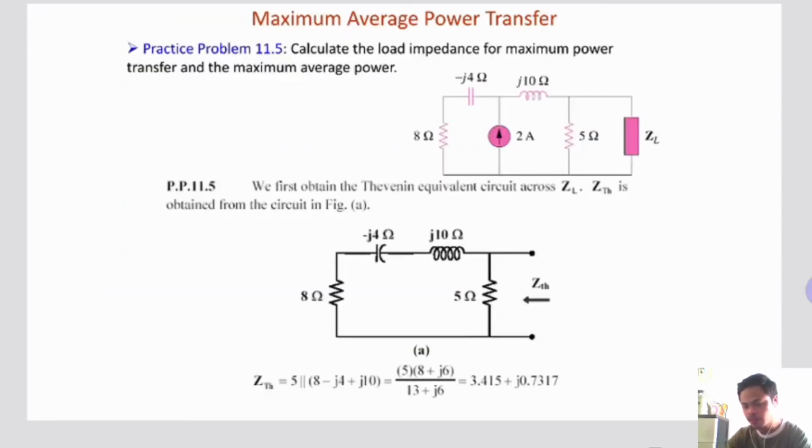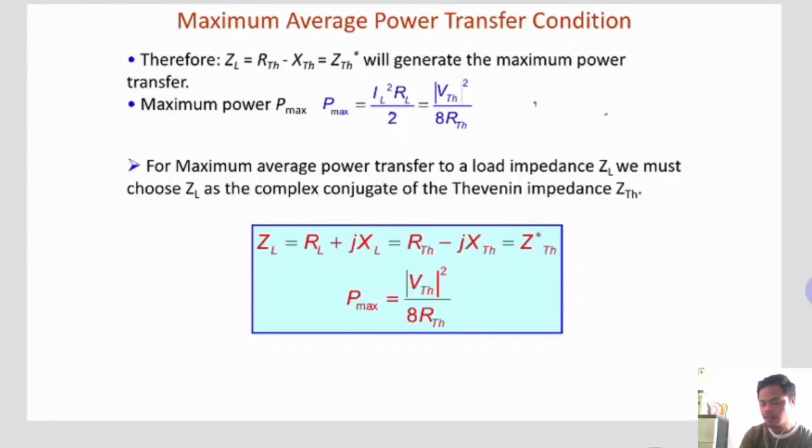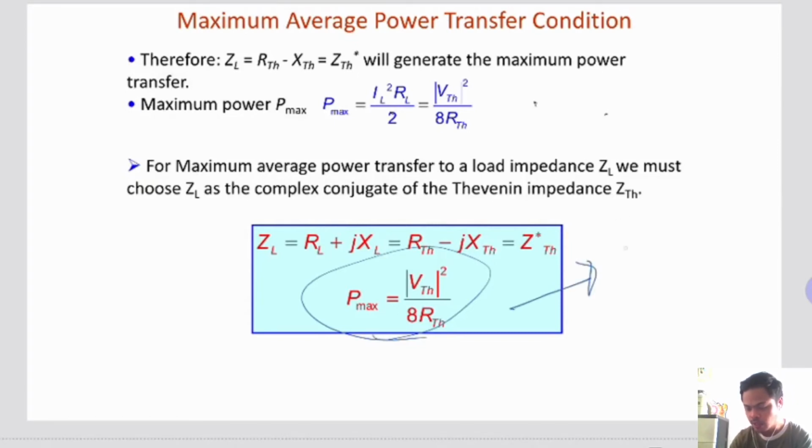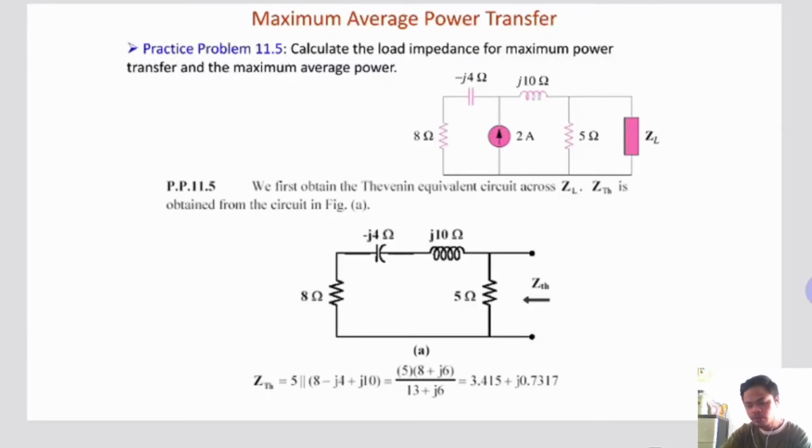So maximum average power transfer for AC analysis is equated as VTH squared all over 8 times RTH. This is the equation for maximum average power transfer for AC analysis. So take for example, calculate the load impedance for maximum power transfer and maximum average power in this circuit.